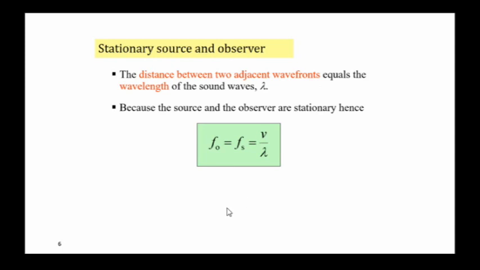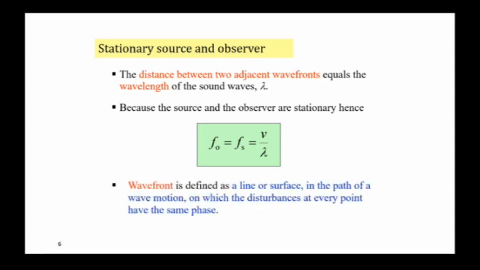In such a case where the source and observer are stationary, we can conclude that FO is equal to FS. Okay, and as we all know, the equation for frequency is equal to velocity over wavelength or lambda. Next point is wavefront. Wavefront is defined as a line or surface in the path of a wave motion on which the disturbances at every point have the same phase.